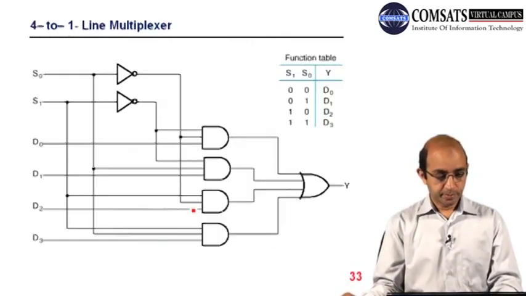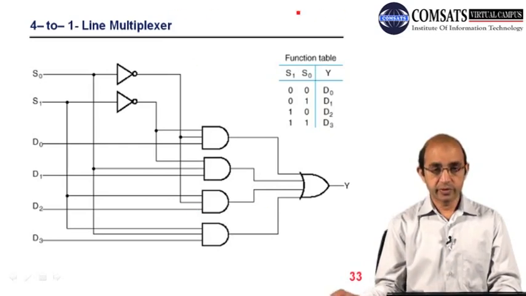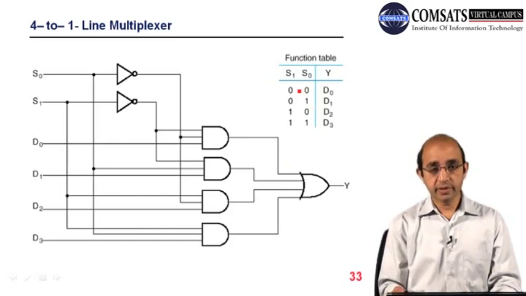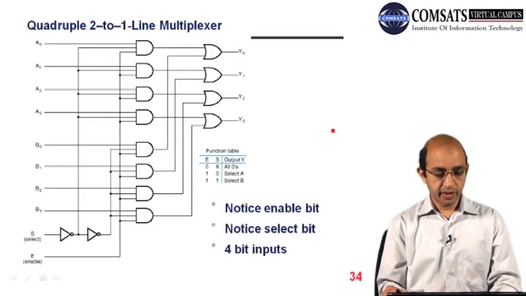Okay. So this is the circuit diagram for the 4:1 multiplexer. You can see we have two control inputs. Rather than calling this a truth table, let me call this a function table. So 0, 0, D naught is selected, 0, 1, D1 is selected, 1, 0, D2 is selected, and 1, 1, D3 is selected.